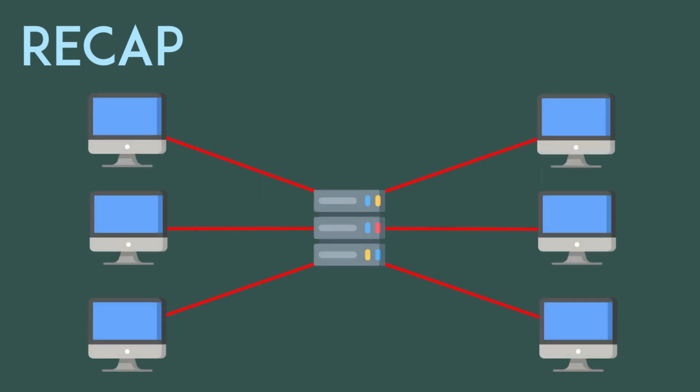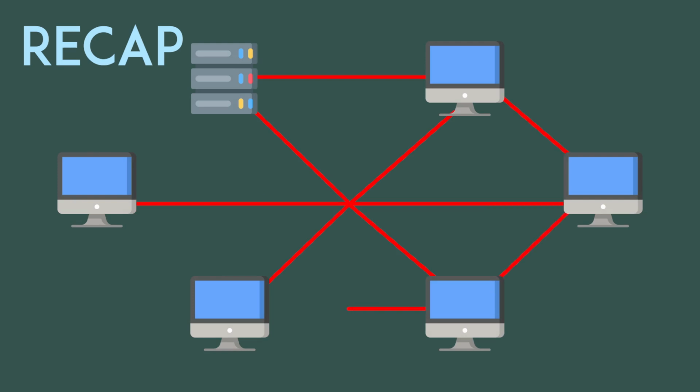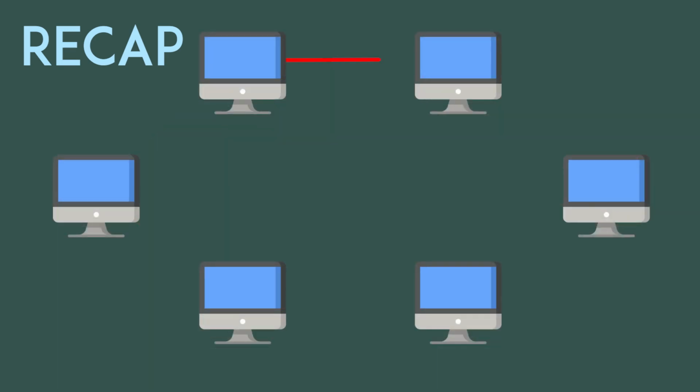So remember, a network topology refers to the way in which devices on a network are physically connected. A star network has all the nodes branching off a central point. A bus network has all the nodes connected to one central line. A mesh network connects every single device to every other device. And a ring network connects the devices in a circle which pass data around in one direction.